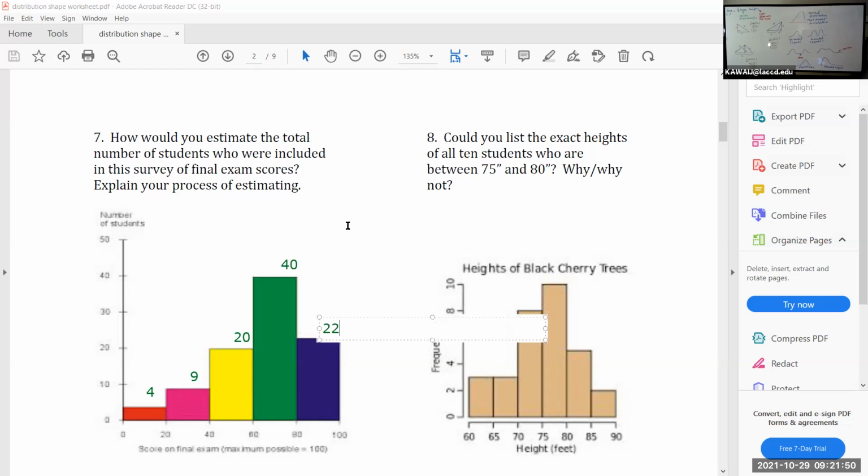So if I was to guess how many students, I'd say something like 4 plus 9 plus 20 plus 40 plus 22 is 91, around 85. Again, that's an estimate. Okay, now look at number 8.